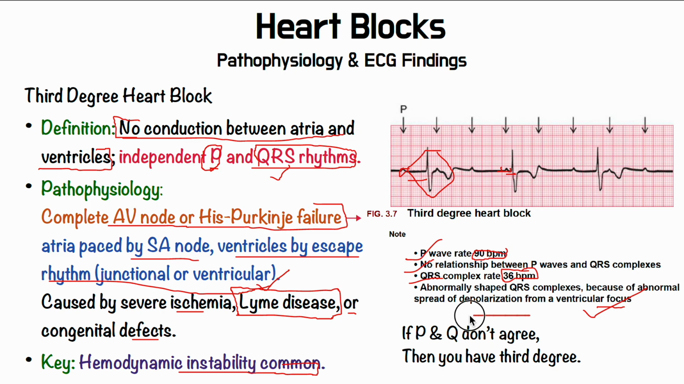So the mnemonic is: if P and Q don't agree, then you have a third degree. That is how you remember.